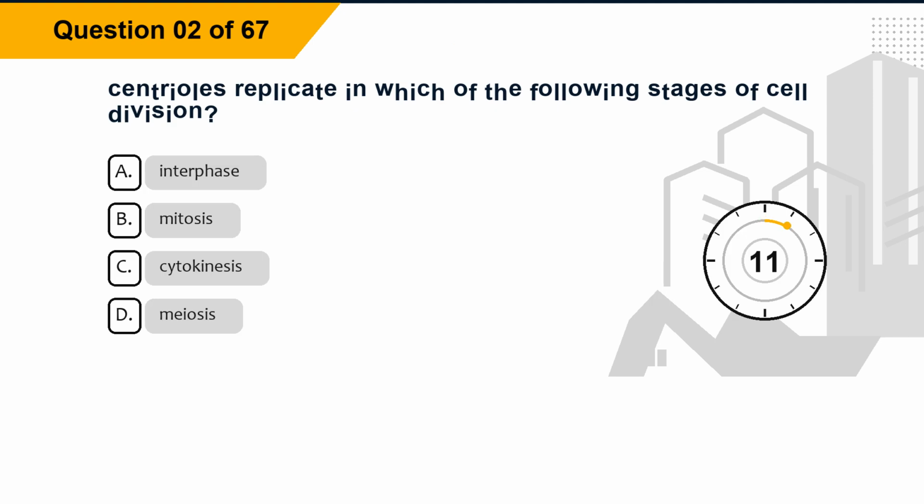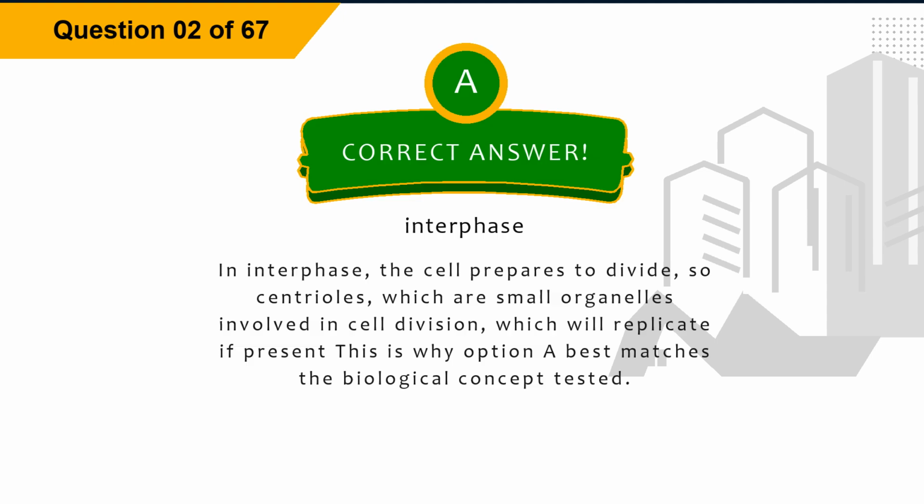Question 2. Centrioles replicate in which of the following stages of cell division? Option A, interphase. Option B, mitosis. Option C, cytokinesis. Option D, meiosis. The correct answer is option A, interphase. Explanation. In interphase, the cell prepares to divide, so centrioles, which are small organelles involved in cell division, will replicate if present. This is why option A best matches the biological concept tested.